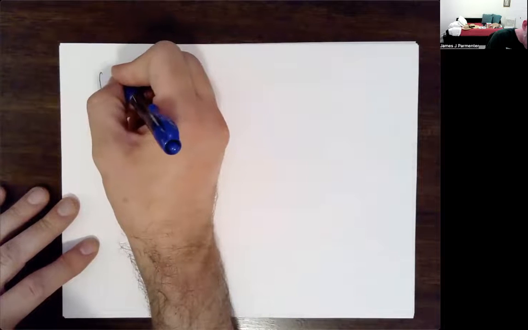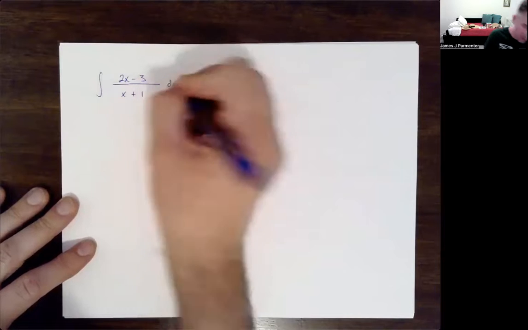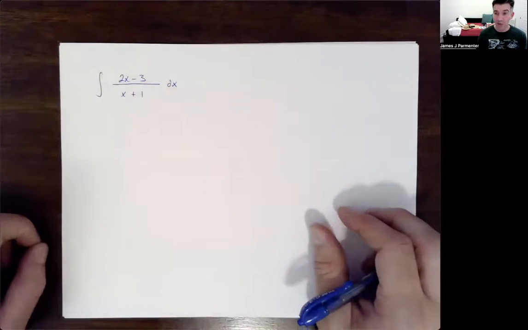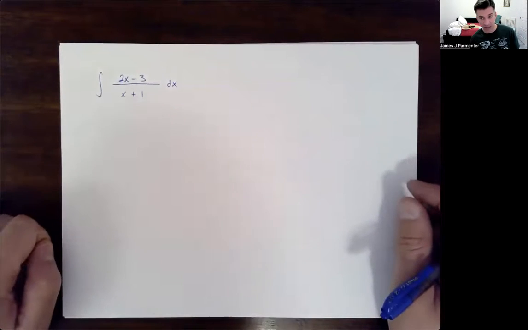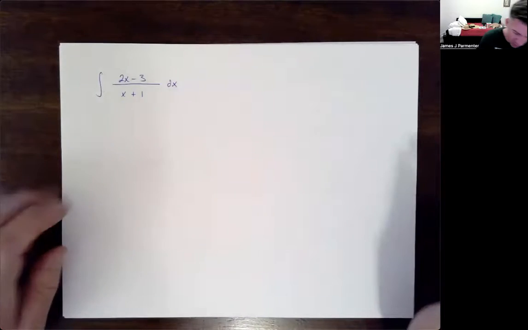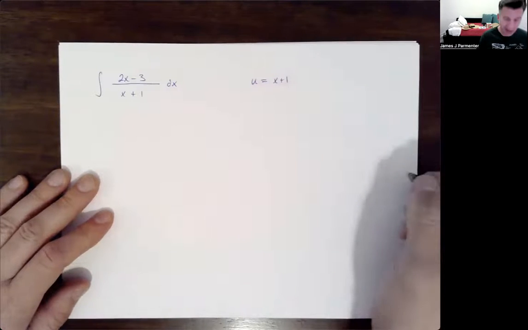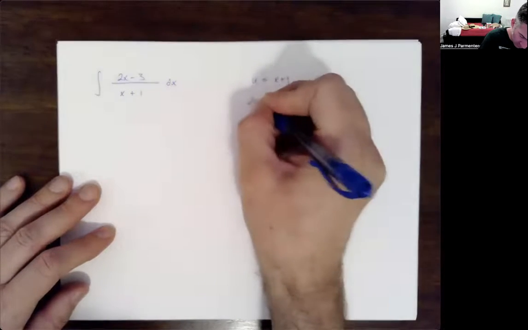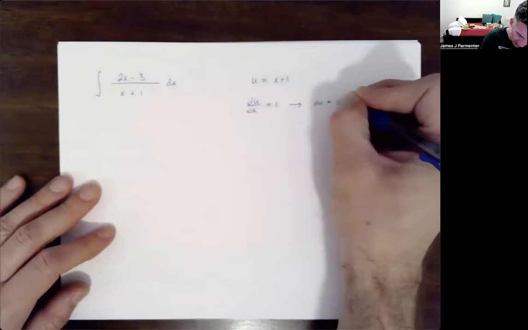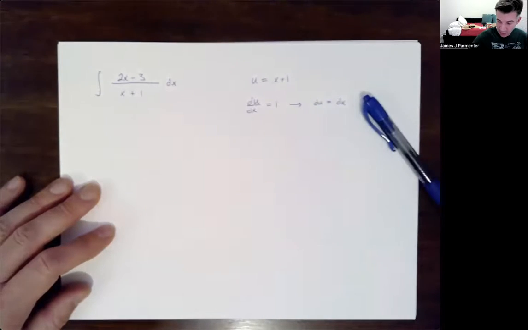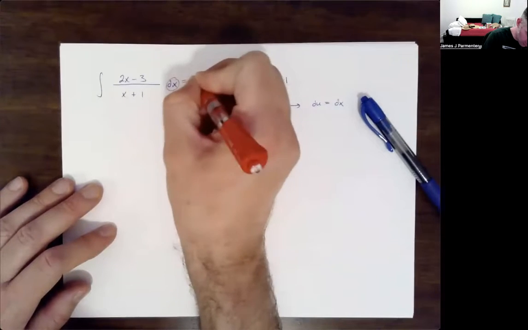Let's say we had 2x minus 3 over x plus 1. One way to do this is actually just to do a u substitution. It's not very fun, but it's fine. You can do a u sub letting u equal the denominator. If u equals x plus 1, the derivative of u with respect to x is just 1. So du is equal to 1 times dx. So certainly changing the dx to du is straightforward. dx is just equal to du.